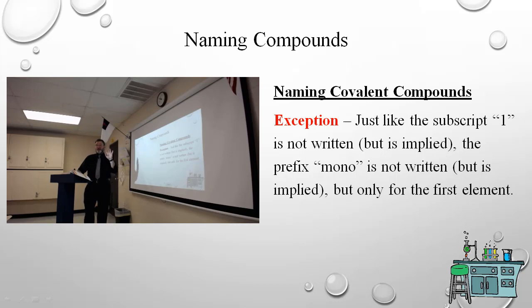Now if it's a mono inside of the molecule, like if there's another element in that molecule that only has one of them, you have to say the mono. The only time you drop mono is when it's the first, when it's the lead element, you drop the mono. Okay? Any questions on the ionic and covalent naming paradigms? Again, that's review from what we did yesterday.